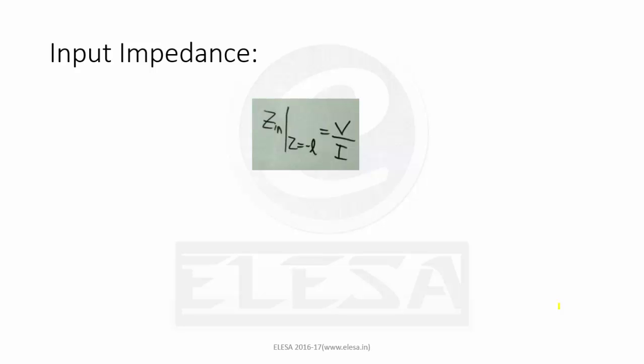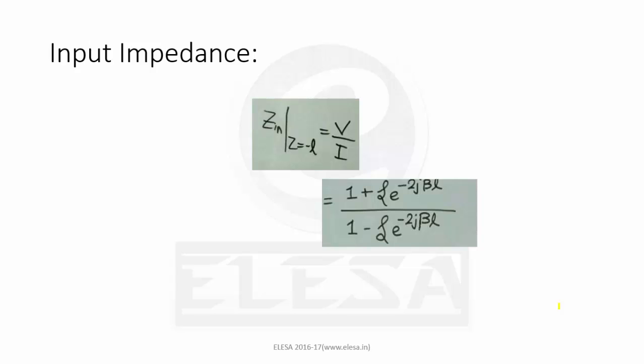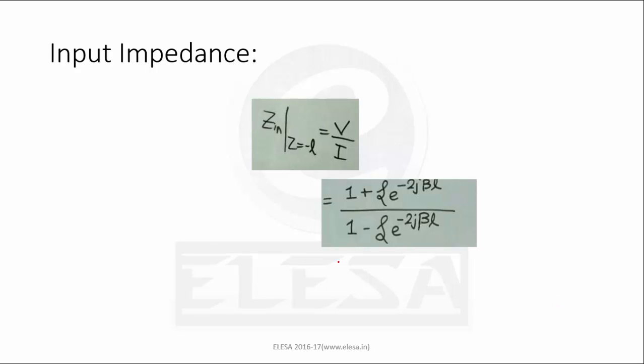So the input impedance will be simply the ratio of voltage and current. And hence, on solving, we get it as 1 plus rho e raised to minus 2j beta L upon 1 minus rho e raised to minus 2j beta L. So now, let us put this equation to use. Normalizing these terms, we will get a very important relation using which we can easily represent transmission line charts.